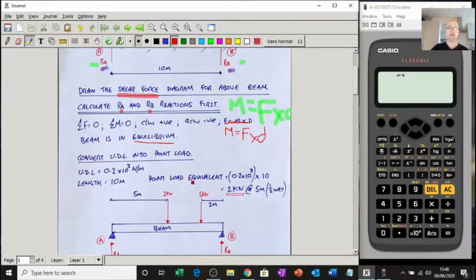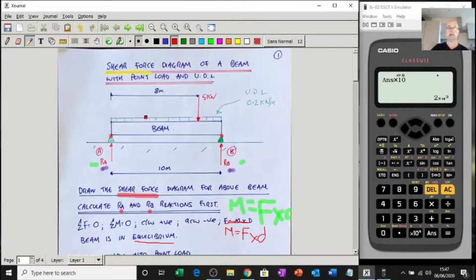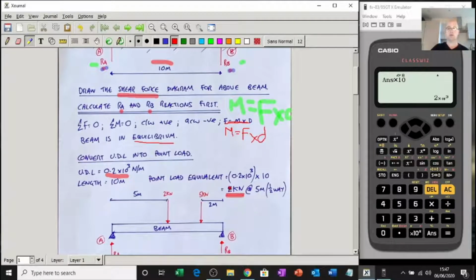To convert that into a point load equivalent, we multiply the UDL value, which is 0.2 kilonewtons per meter, times by 10. So 0.2 times by 10. Shouldn't need a calculator really. 2 times 10 to the 3 newtons, 2 kilonewtons. And don't forget, it acts halfway along where the UDL acts. In this case, the UDL acts across the entire length of the beam, which is 10 meters, which means this 2 kilonewtons acts 5 meters in, because 5 meters is halfway.